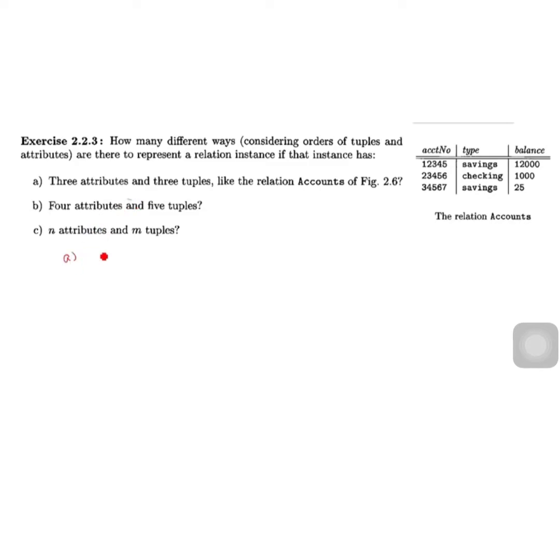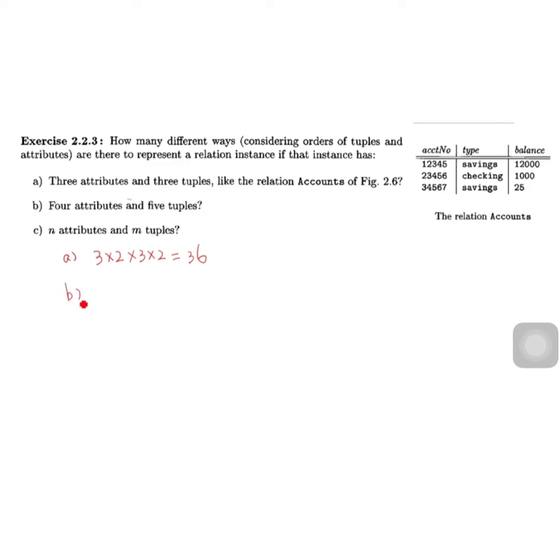We can order 3 attributes in 3 times 2, 6 ways, and we can order 3 tuples in 3 times 2, 6 ways. So there are 36 ways to present a relation with 3 attributes and 3 tuples.